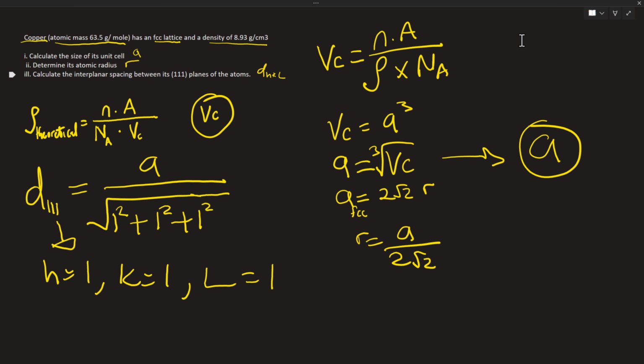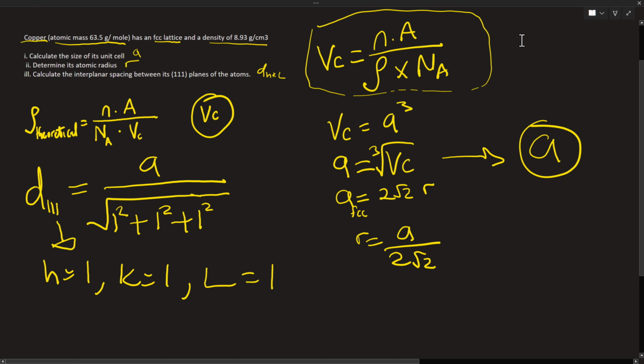Alright, quickly, let's take a recap. We know that density is equal to the number of atoms in the unit cell, which for FCC is 4, times our atomic weight, 63.5, over our Avogadro's number, which is 6.023 times 10 raised to the power 23, times our volume of unit cell. So here we make our volume of unit cell the subject of the formula. It becomes this on this side.